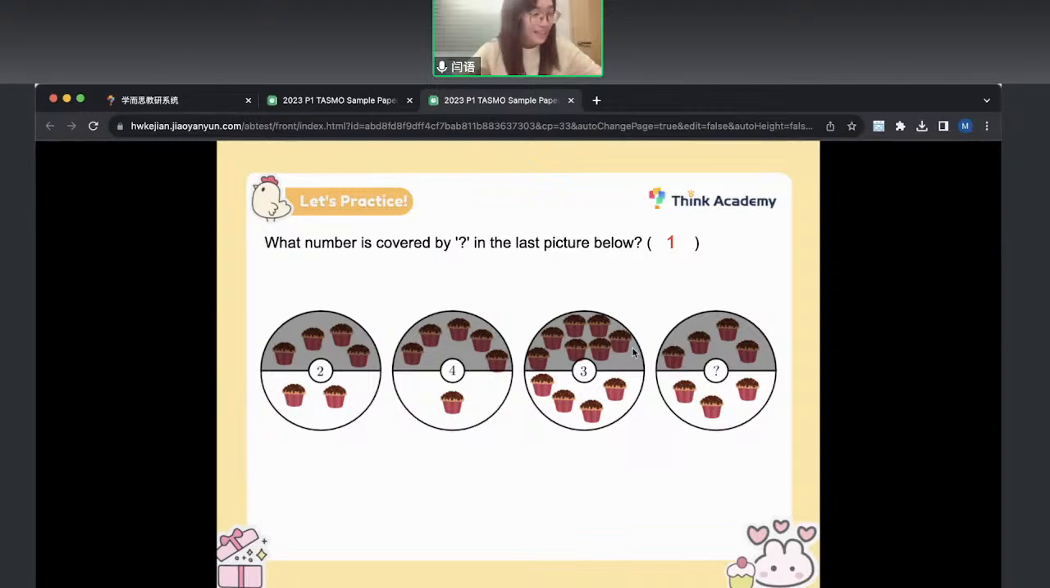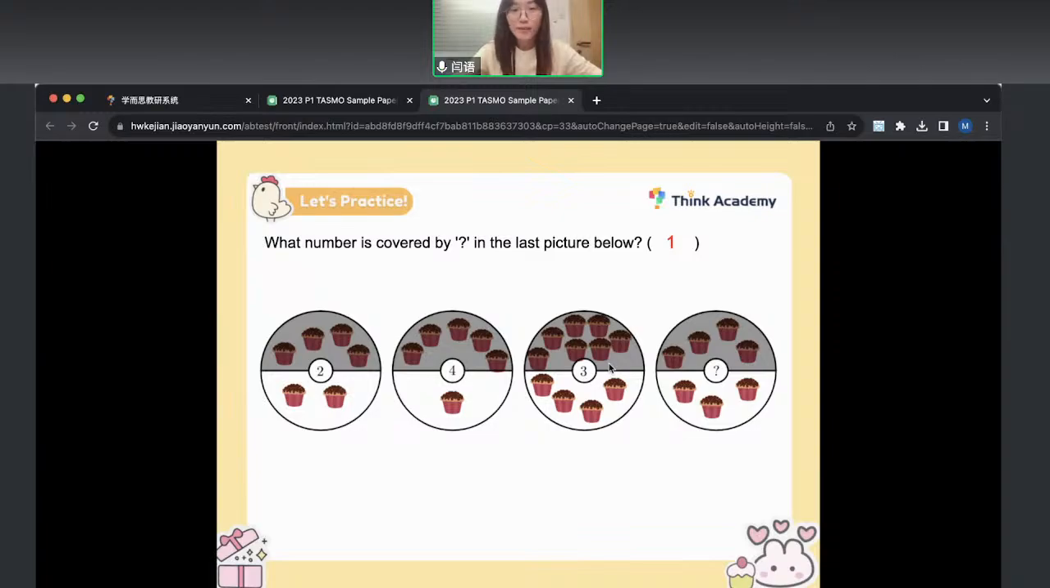Understand now? Okay. What is the meaning of the number in the middle? That is the difference. The difference of the numbers of cupcakes in the two sides. Okay. It is 1. It is not 5. Okay. Is that clear? Okay. So following this, let's move on to the next one.